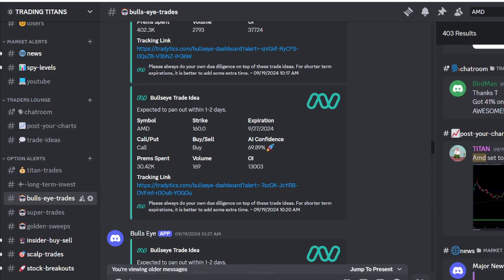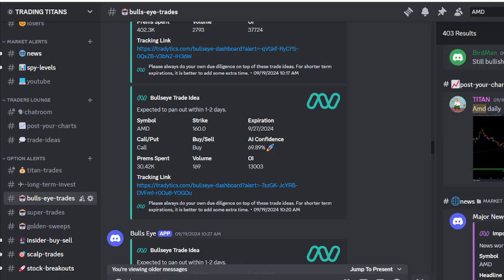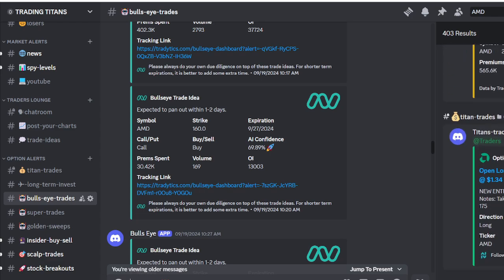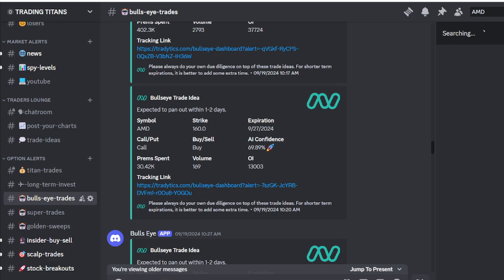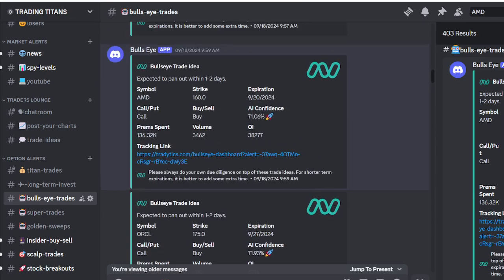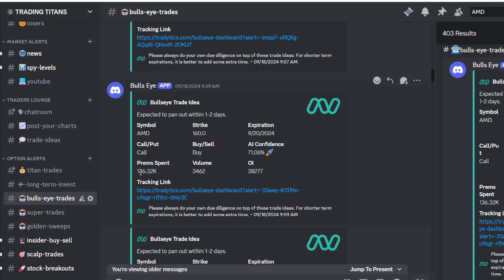There was another play. It did another 160 call. I cannot find it, but regardless, we took this play. Here it is. So this one was a little bit outside of our rule, but it is what it is. This is why you look at TA to get some type of confirmation. Premium was decent, 136K, with 71% AI confidence.